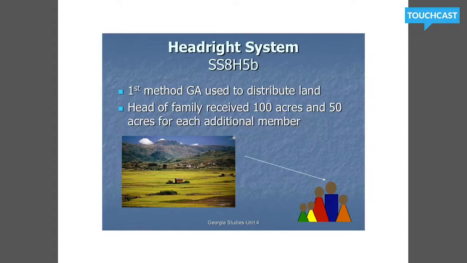England was trying to establish the colonies, and they wanted the colonies to be settled, and they needed people to come over and settle the colonies. So in trying to get people to come over, they said, if you will come over, bring your family, then every head of the family will receive 100 acres. And if you have additional family members who are coming with you, you'll get 50 acres for each additional member.